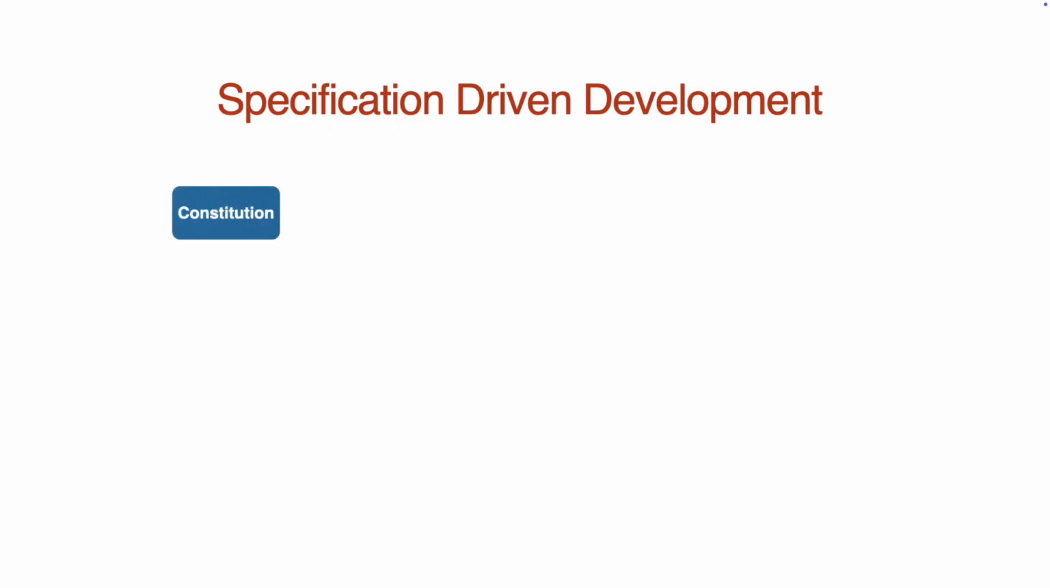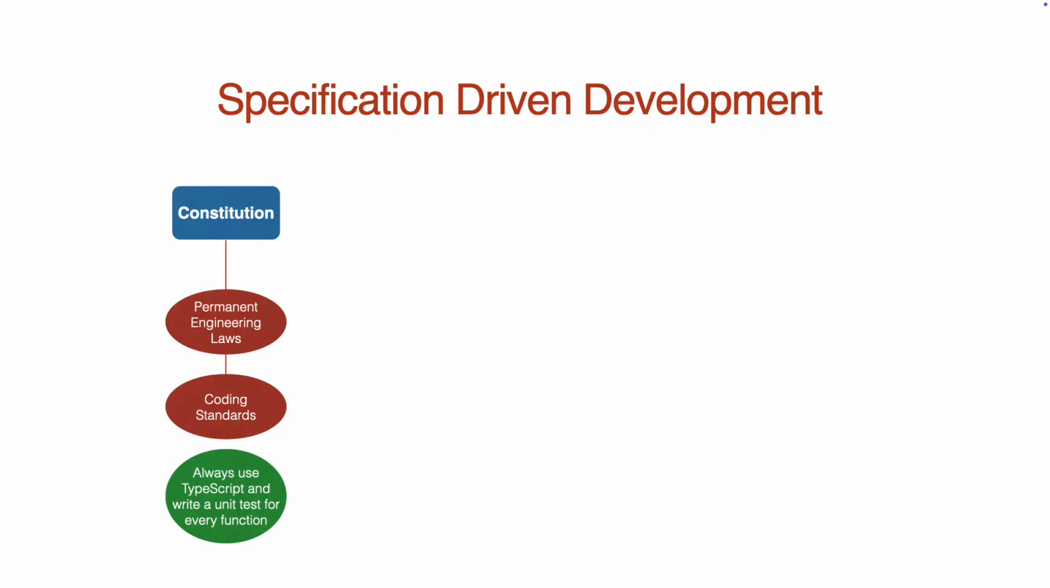First, Constitution. The Constitution sets the permanent engineering laws and coding standards for your entire project. For example, a rule like always use TypeScript and write a unit test for every function prevents the AI from writing sloppy, untested code.